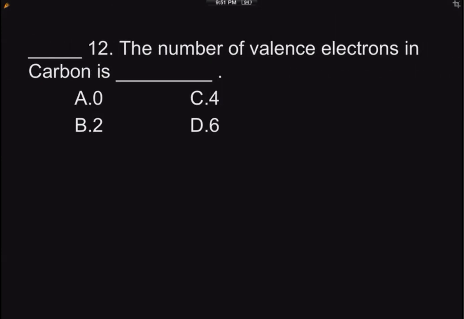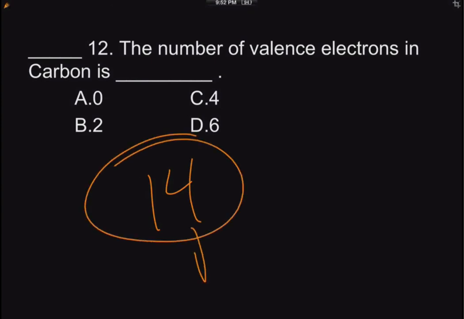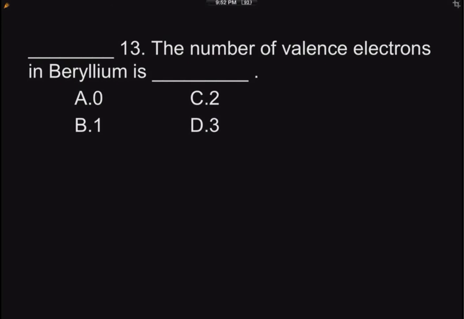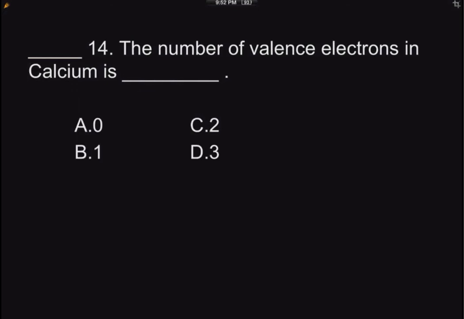The number of valence electrons for carbon: look on the periodic table, it's in group number 14. For valence electrons in the teens, we look at the second digit, so we're talking about 4 valence electrons. Beryllium is in group 2. This one's really easy. Group 2 elements have 2 valence electrons. Calcium is also in group 2, so it also has 2 valence electrons. The group numbers and the valence electrons go together.